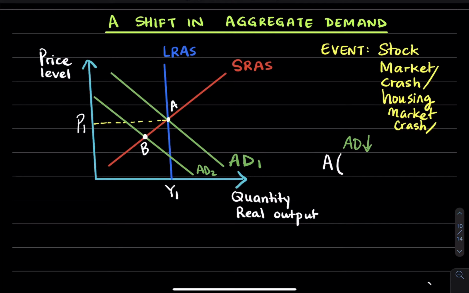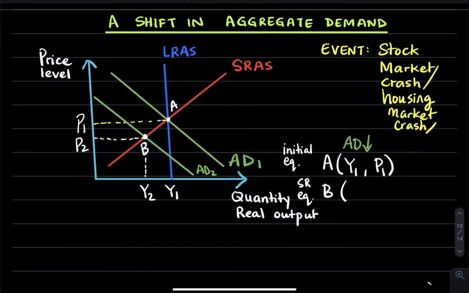At point A, the coordinates were Y1 and P1. This was the initial equilibrium. Now we've moved to a point B, which is our short run equilibrium. At point B, the output is lower. We're at Y2 and prices are also lower at P2.